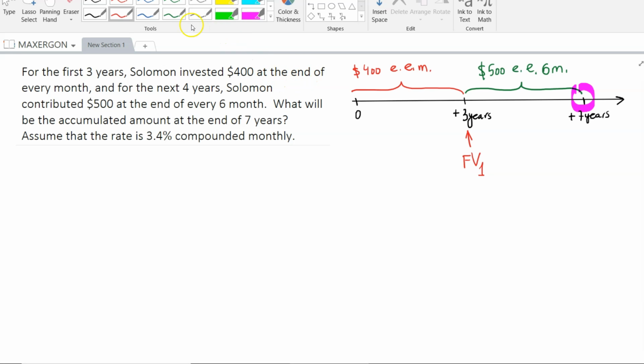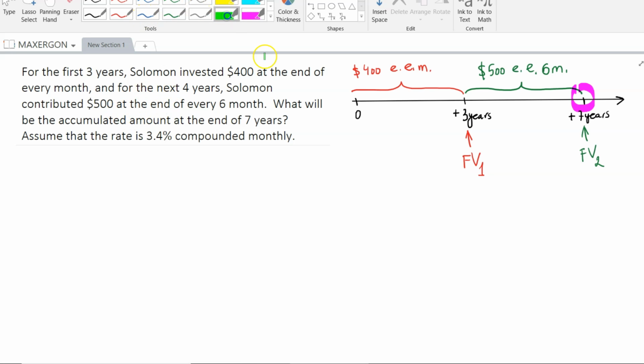Then we'll be looking for future value 2, which is going to be the future value of the green annuity, which starts at the end of 3 years and lasts until the end of 7 years. That green annuity involves payments of $500 at the end of every 6th month, which now makes this green annuity a general annuity. However, it is still an ordinary annuity because the payments are at the end of the period.